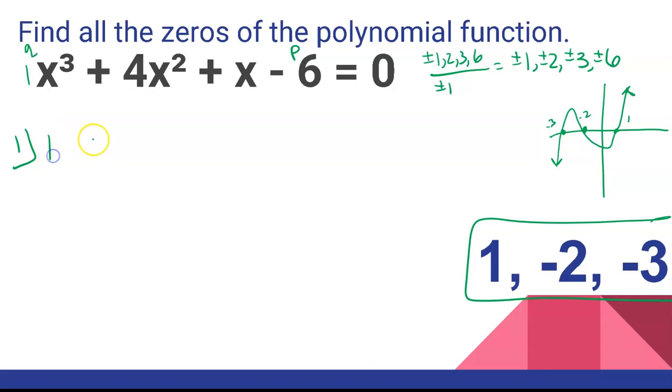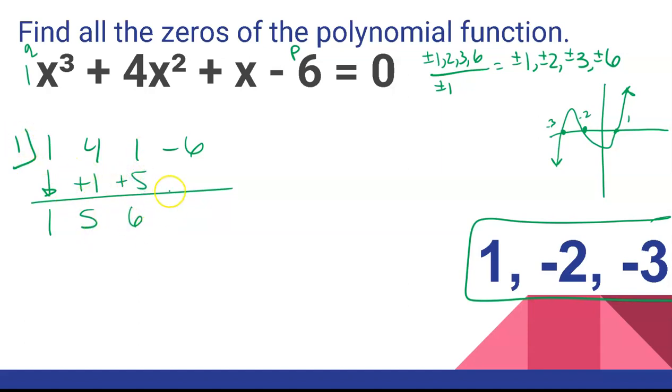My coefficients are 1, 4, 1, and -6. Drop down this guy. 1 times 1 is +1. Add these together to get 5. 1 times 5 is +5. Add these together to get 6. 1 times 6 is +6. Add those together to get my 0. So there we go, right there. We proved that 1 is a root.